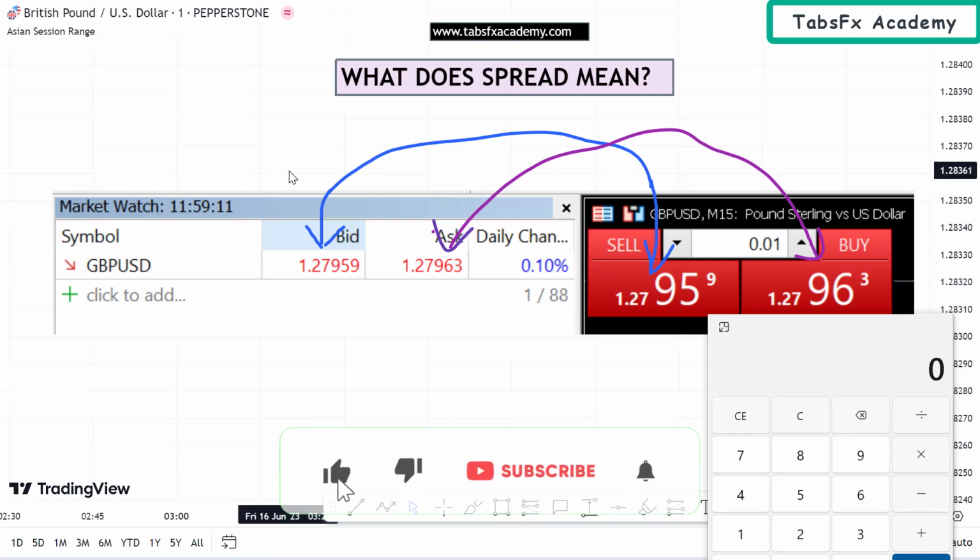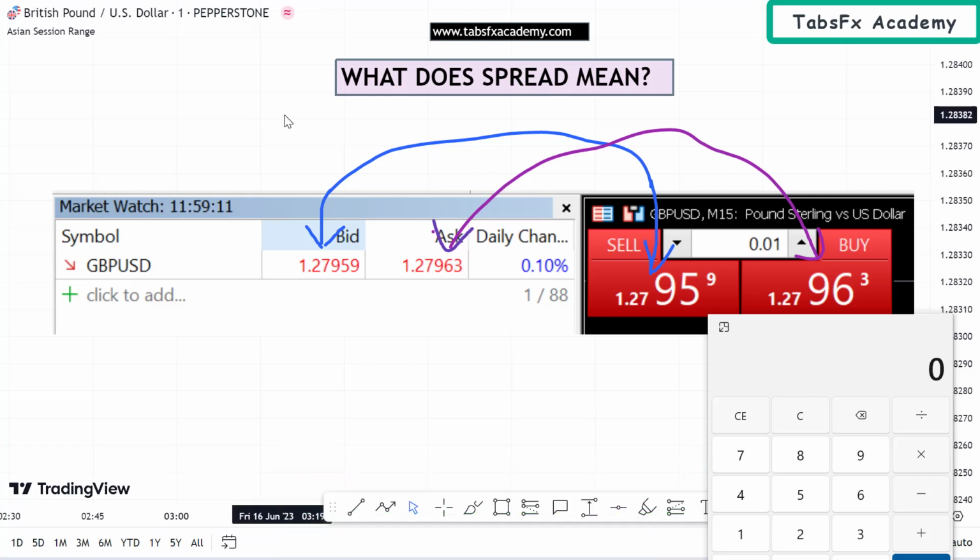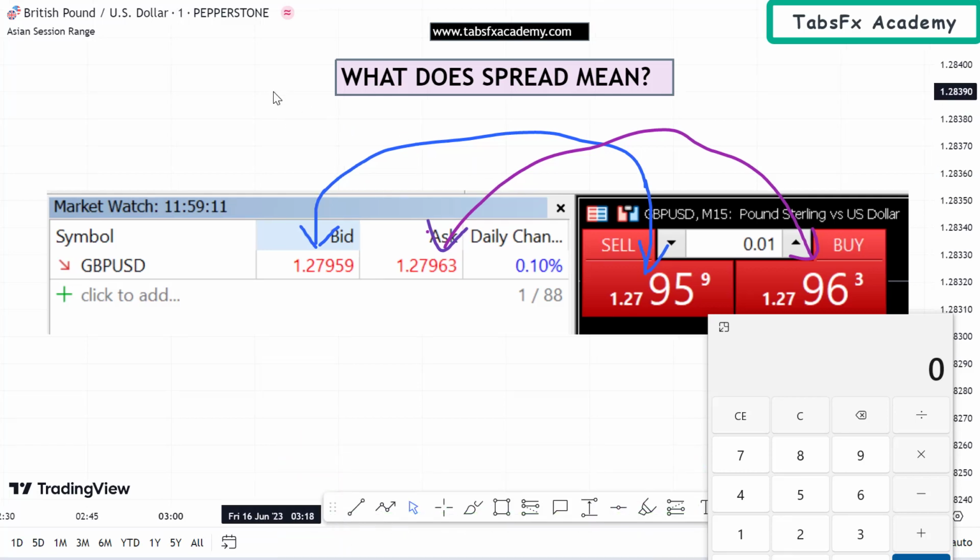What does spread mean in forex? So in the previous lesson, we've talked about the currency pairs and their bid and ask prices. Of course, we know that the bid price is what the broker is buying a currency from you, meaning that it is the price that you are selling at. For example, the bid here is what you're selling at, and that's what the broker is buying from you at that price there.